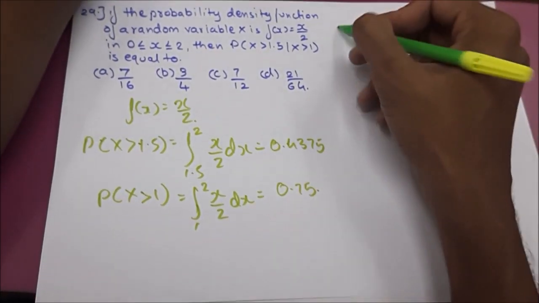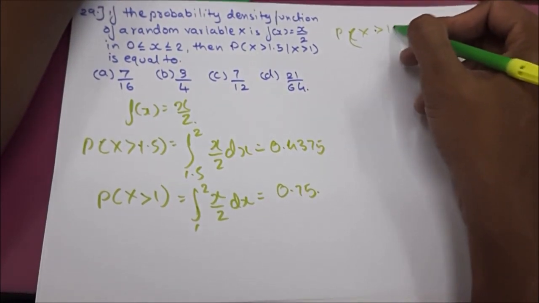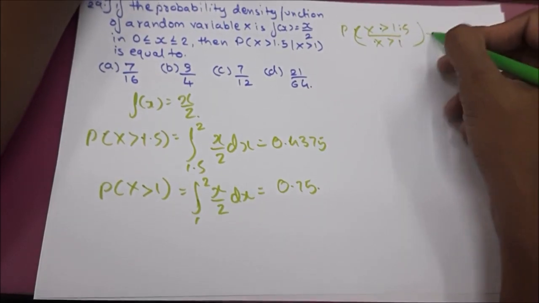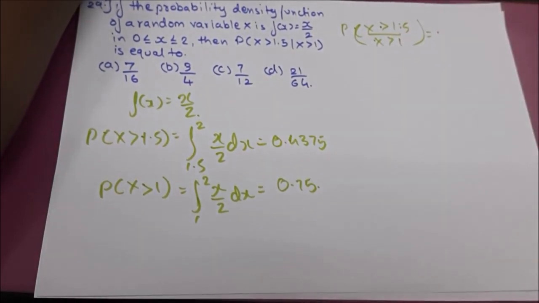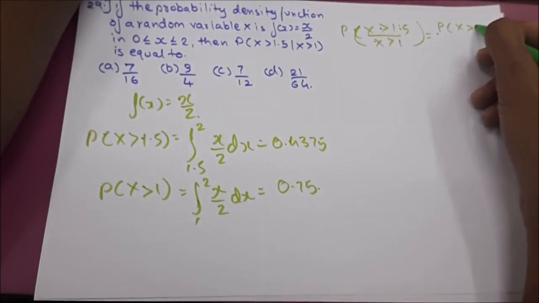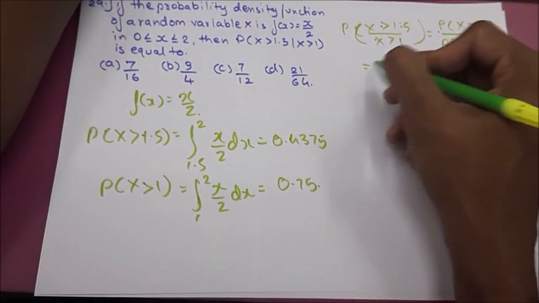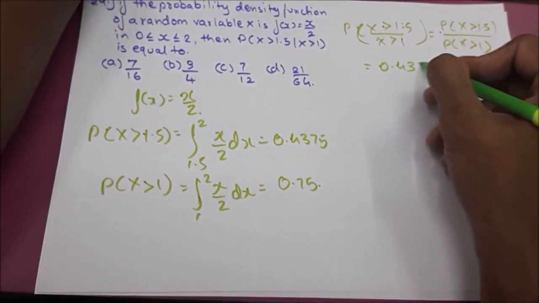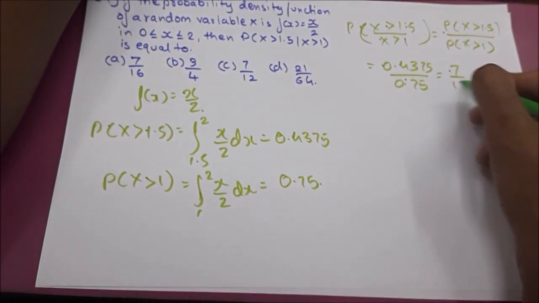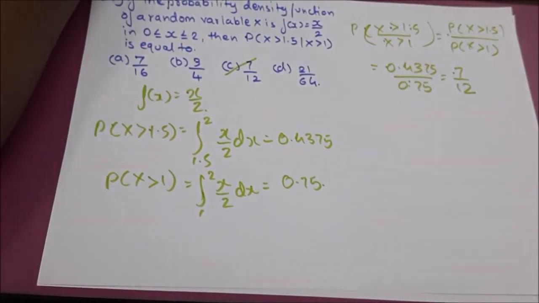Hence for probability x greater than 1.5 given x greater than 1, it is equal to probability of x greater than 1.5 upon probability of x greater than 1. We substitute the value, that is 0.4375 upon 0.75, which is equal to 7 by 12, which is our option C. So option C is the correct answer.